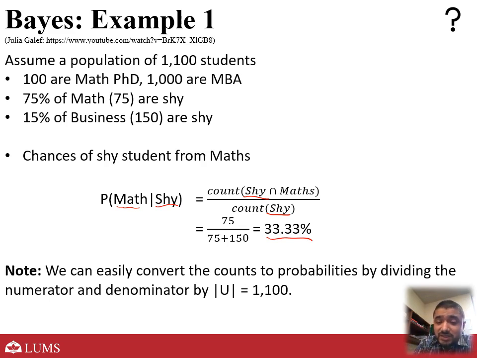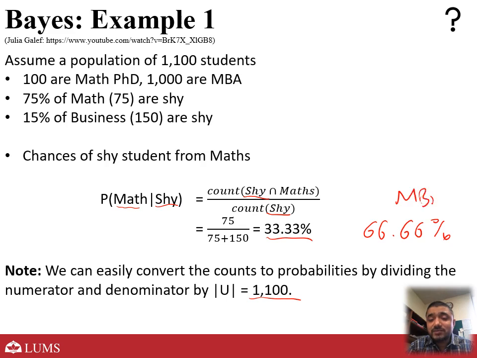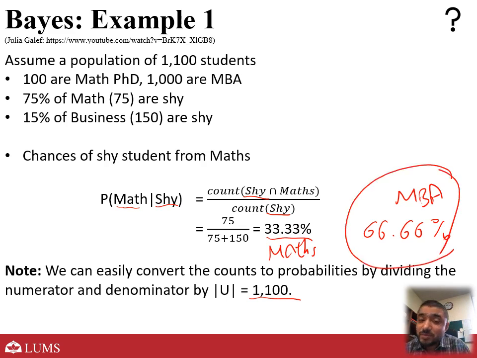We can easily convert these counts to probabilities by dividing the numerator and the denominator by the total. The important thing here is, if I want to assign that student to a particular class, I would assign that student to the higher class. So this is 66.66 versus 33.33. This is your MBA and this is your maths PhD. I would assign it to the class which maximizes this overall probability. So yes, that student, according to these numbers at least, is more likely to be a student of MBA.